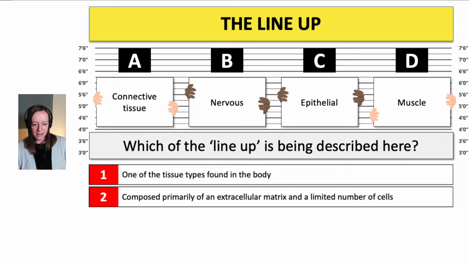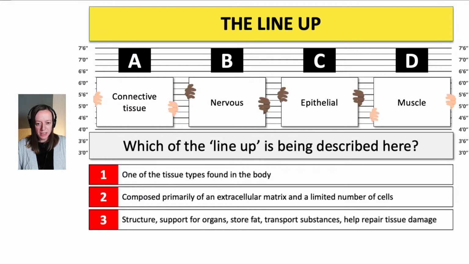Sarah's saying C, epithelial. Anyone? Mainly extracellular matrix and a limited number of cells. Samaya's saying A. Nima's saying A. Okay, let's do the next clue. Structure, support for organs, storage of fat, transport of substances, and repairing tissue damage. Do we want to stick with our previous guess or go for a new one?